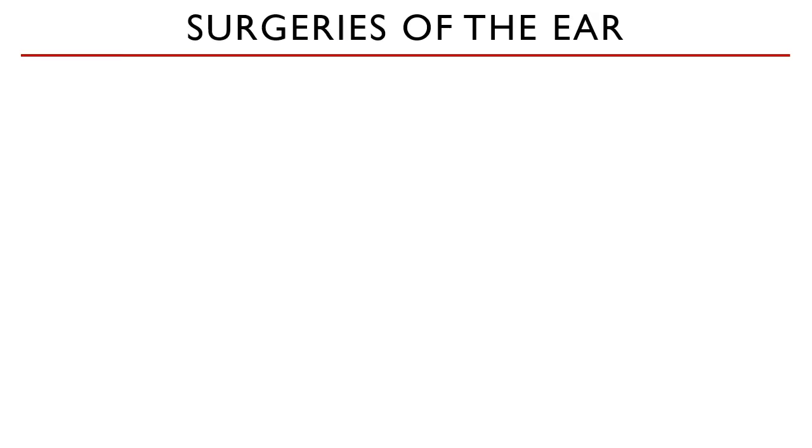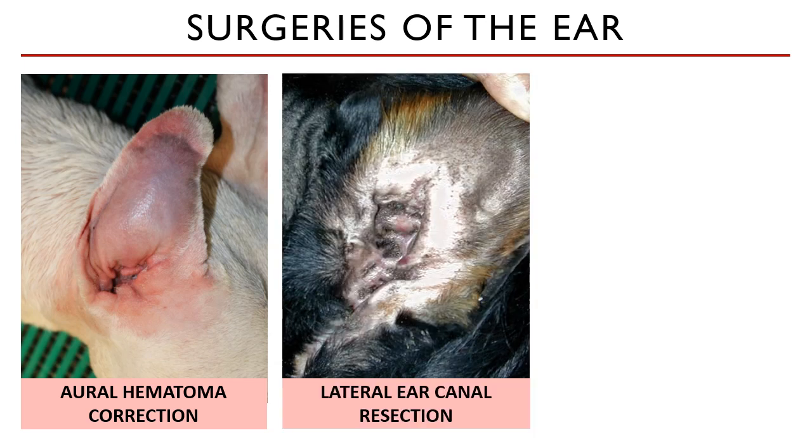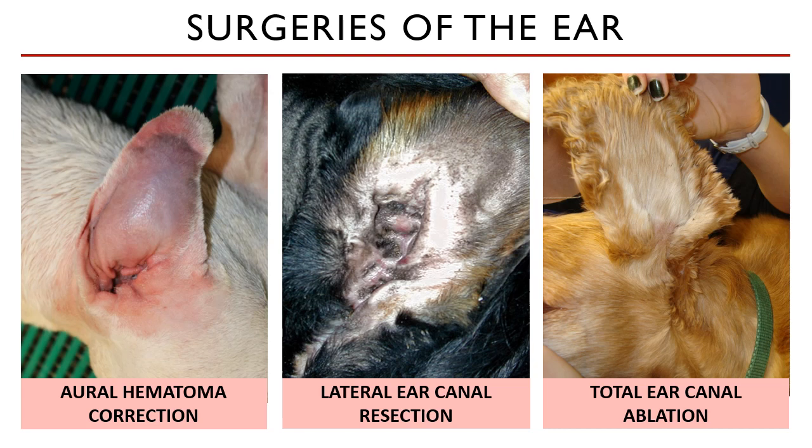There are three common surgical procedures on the ear. Aural hematoma correction is indicated for cases of aural hematoma which ensues after repeated trauma to the ear or direct pinnal trauma. Lateral ear canal resection, wherein the lateral wall of the ear canal is reflected ventrally to act as a drain board, as you can see in this image right here. This technique will make administration of medications easier and boost compliance of the clients. However, in cases wherein the lateral ear canal resection is ineffective, or if a mass is blocking the ear canal, a total ear canal ablation is indicated. We will be discussing the aural hematoma correction in the next lecture videos.